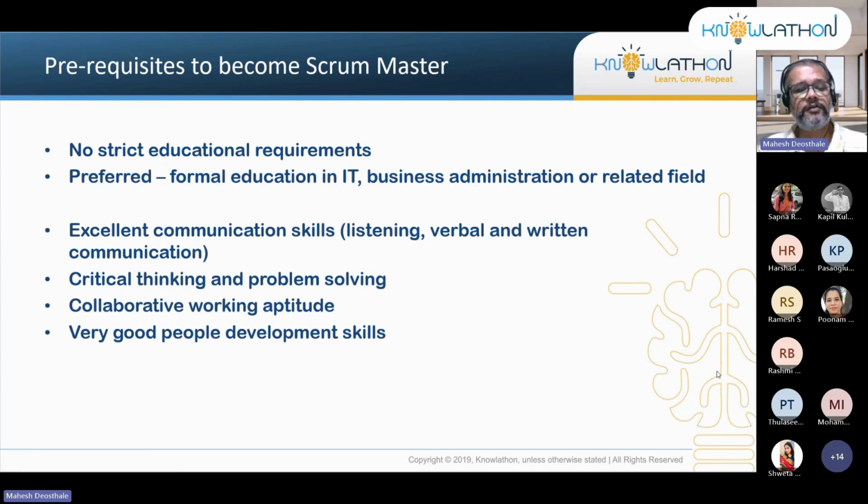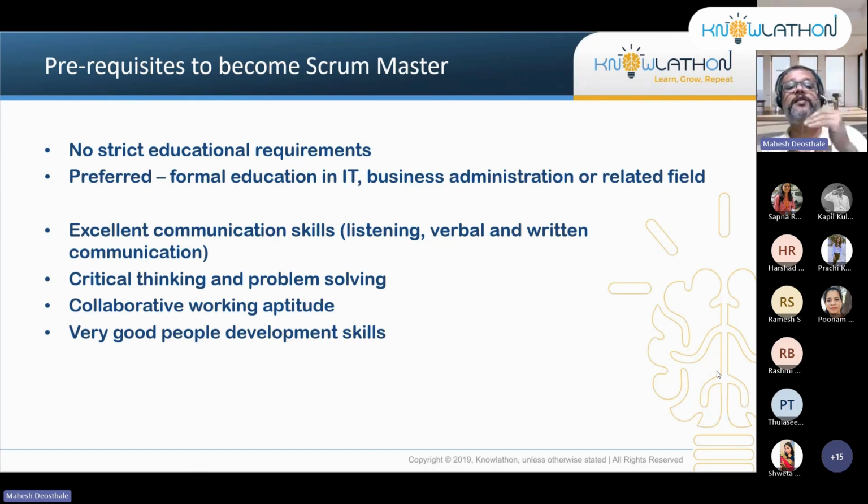Right. So what is the educational requirement? Any formal? So there is no strict educational requirement. It's not mandatory that you should be an MBA with HR or a computer engineer. No such very strict educational requirement. But of course, it is better, or your chances will improve of being successful if you have any formal education in IT or business administration related field. Correct. Then more than this formal education, what is required is the softer side, the soft skill side.